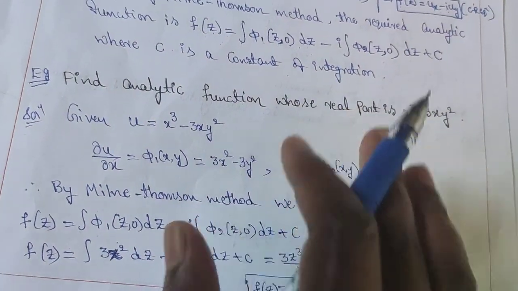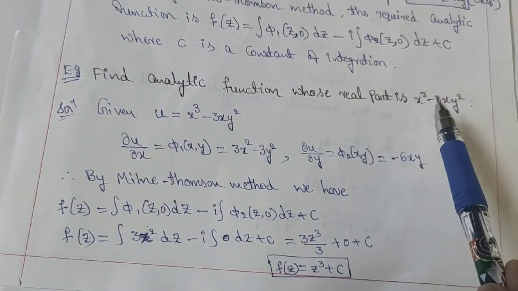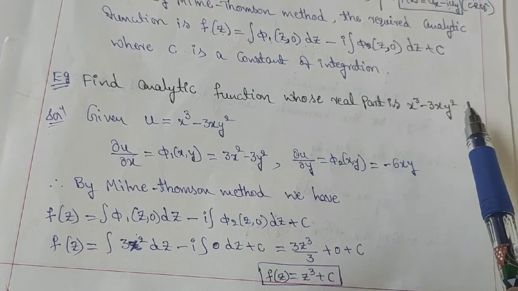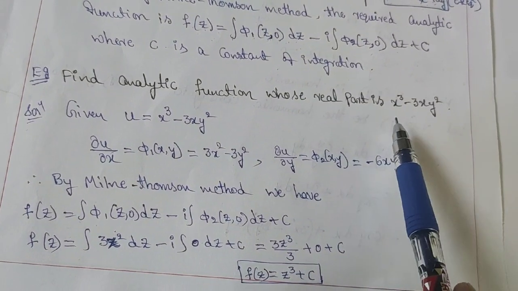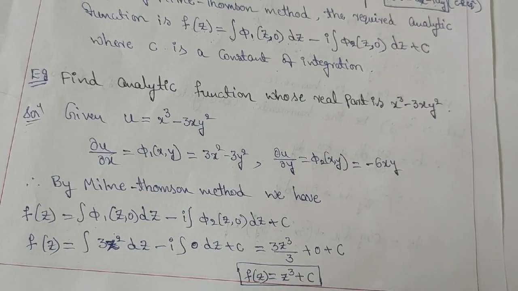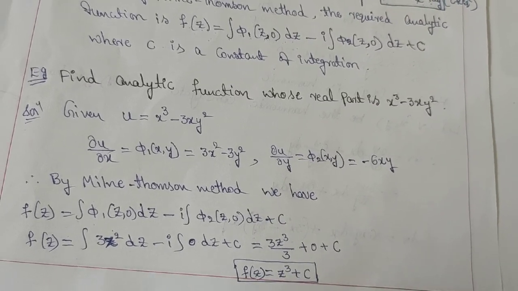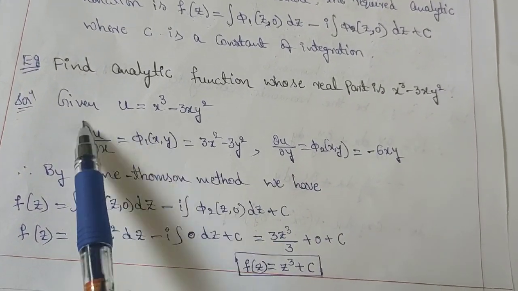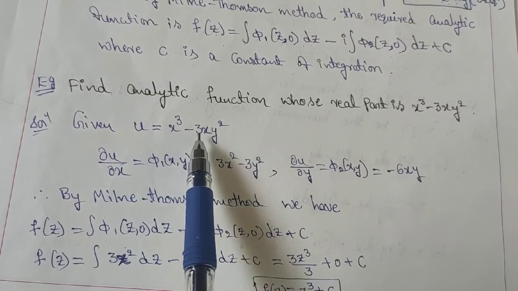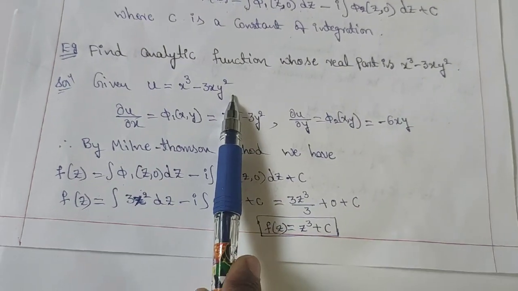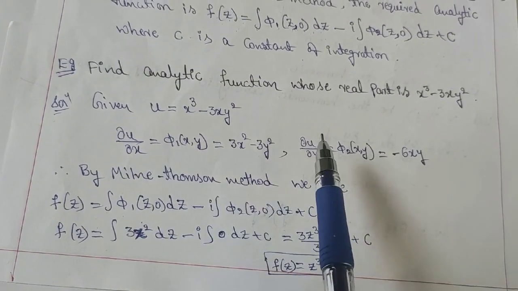See the example. Find the analytic function whose real part is x cube minus 3xy square. Here the real part is given, that means we can apply method 2, the second method, to construct the analytic function. In step 1, we write down the real part u, which equals x cube minus 3xy square. In step 2, we differentiate u partially with respect to x and partially with respect to y.